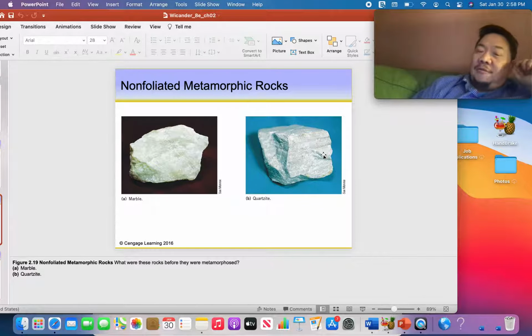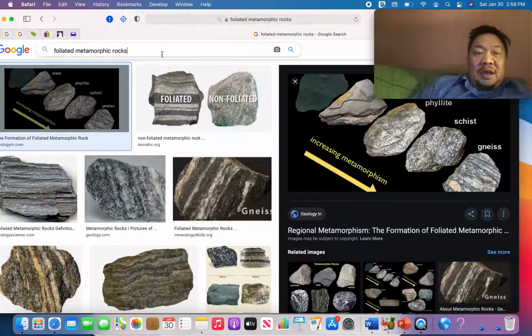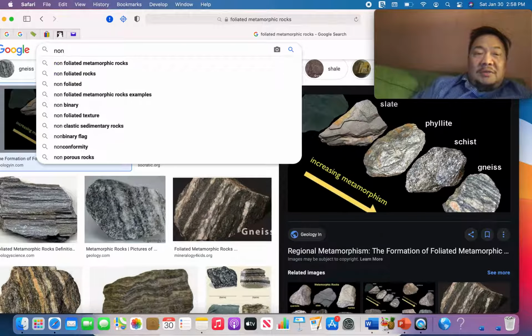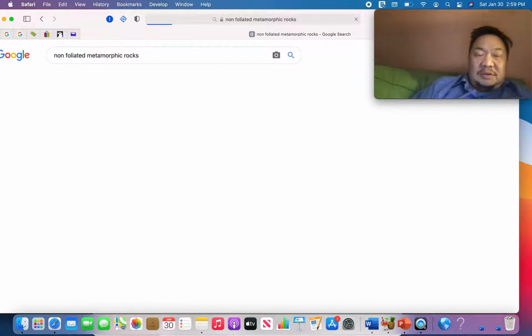Who's the parent of quartzite? Made of quartz, as you can tell by the name. It's quartz sandstone. Let's take a look at these more carefully. We're going to take a look at non-foliated metamorphic rocks. These are metamorphic rocks that do not have foliation.